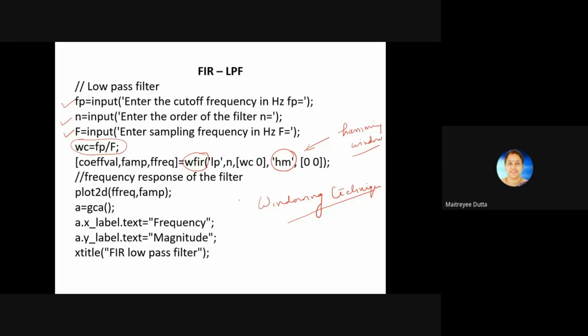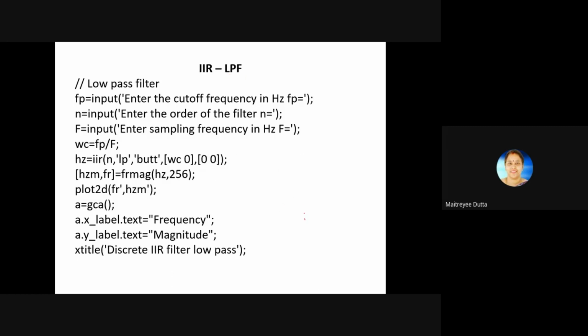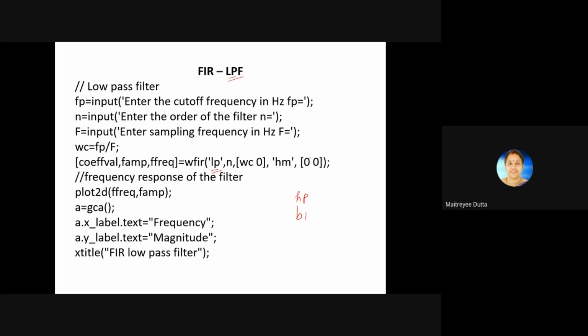In this command, first of all we have LP, since it is a low pass filter. If it is a high pass filter, we give HP. If it is a band pass filter, we give BP, and if it is a band stop filter, we give SB, not BS, it will be SB. So this LP is the low pass filter we want to design. We want to design an FIR filter, so it is WFIR.